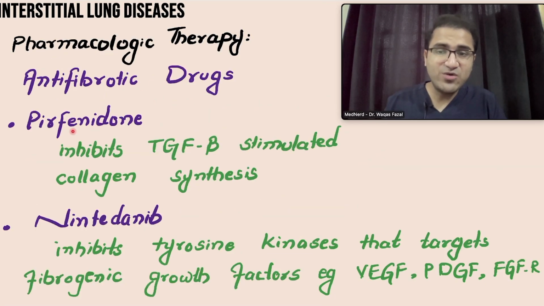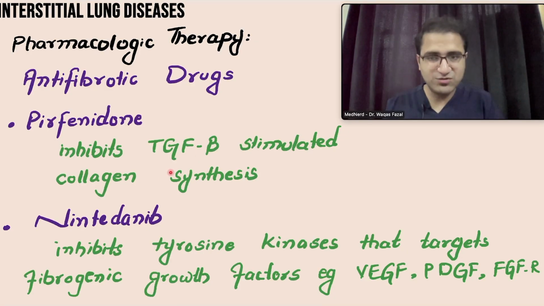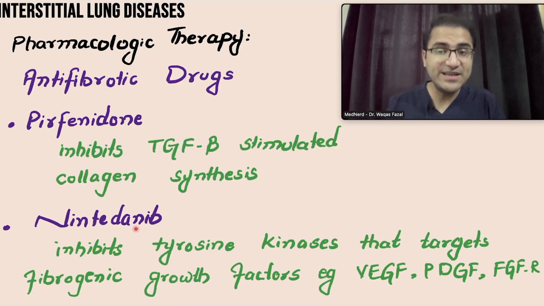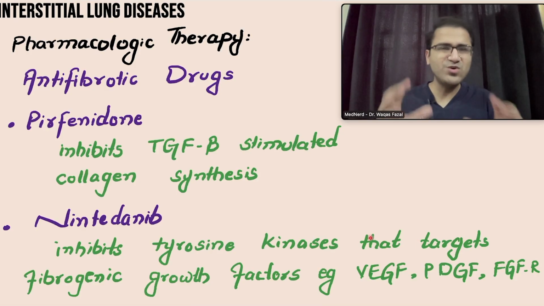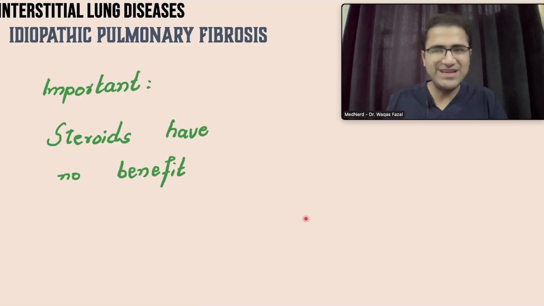The mechanism of the antifibrotic drugs, pirfenidone and nintedanib, has been explained in this slide. Pirfenidone inhibits transforming growth factor beta, which causes the collagen deposition. Nintedanib inhibits tyrosine kinase and slows down the fibrogenic factors like VEGF, PDGF, FGF. But these are not very effective drugs. The treatment options are very limited.